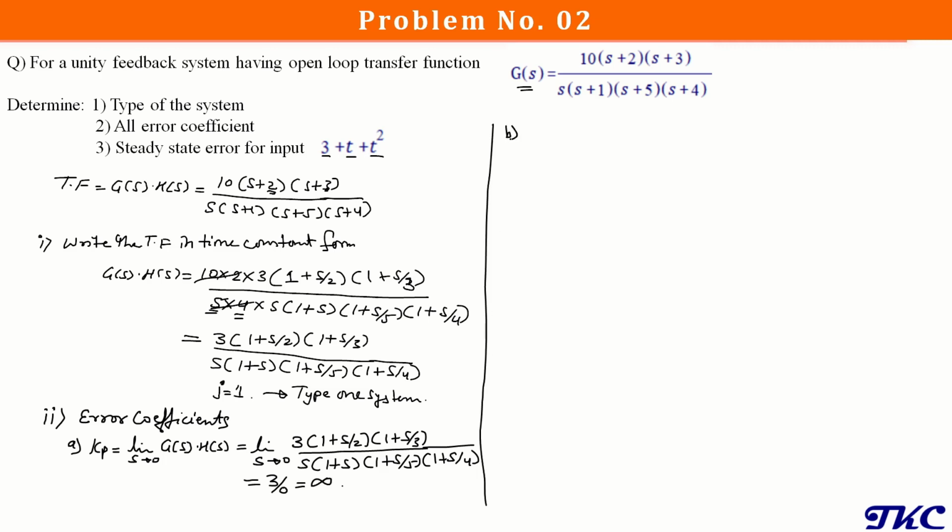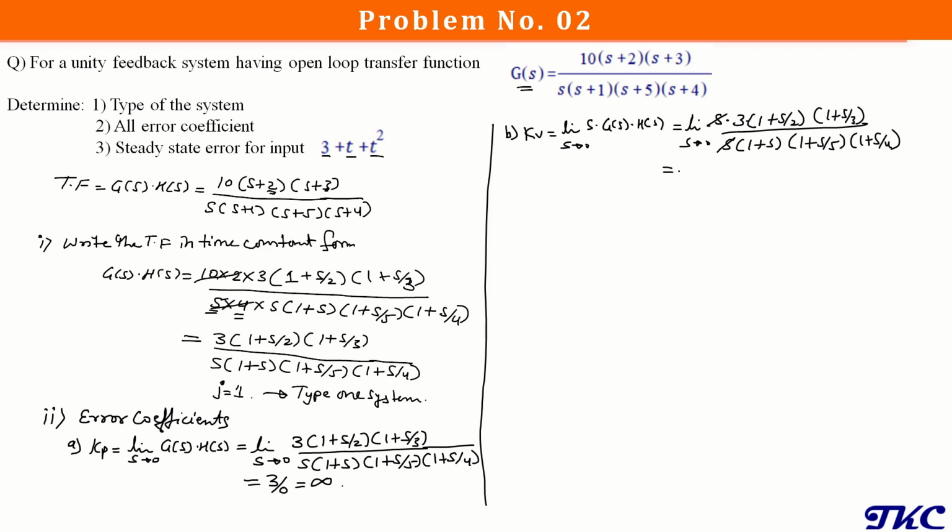Now we can find the next error coefficient, that is Kv. It is given by the limit as s tends to 0 of s into G(s)H(s). So it will be the limit s tends to 0 of s into the transfer function, that is 3(1 + s/2)(1 + s/3) divided by s(1 + s)(1 + s/5)(1 + s/4). Here, in the numerator and denominator we have a separate s, so we can cancel both. We will be left with the limit s tends to 0 of this entire transfer function.